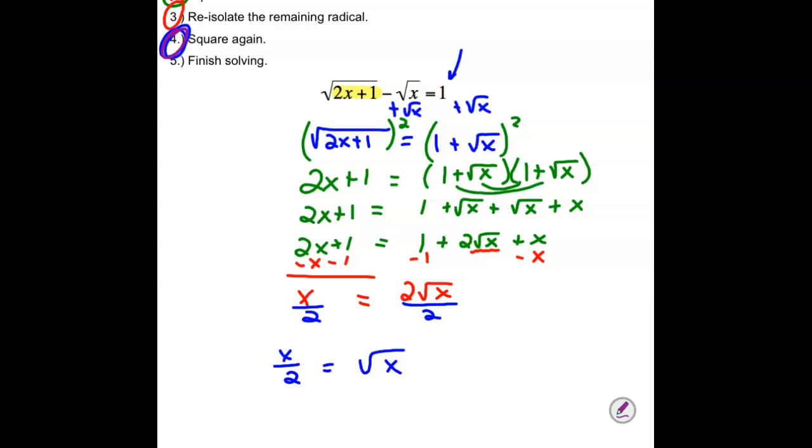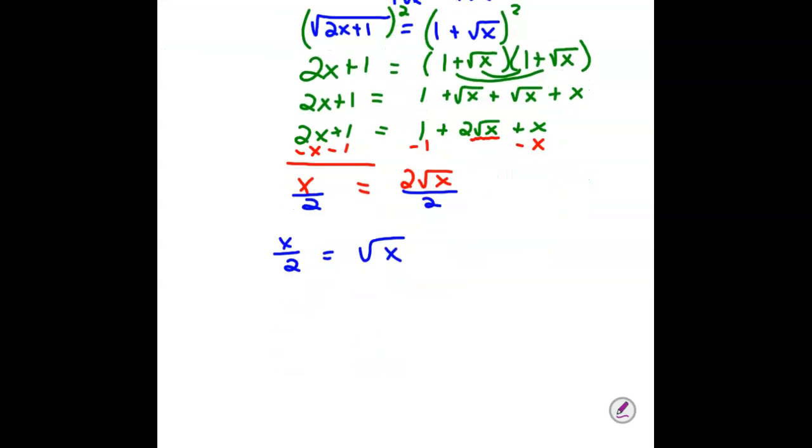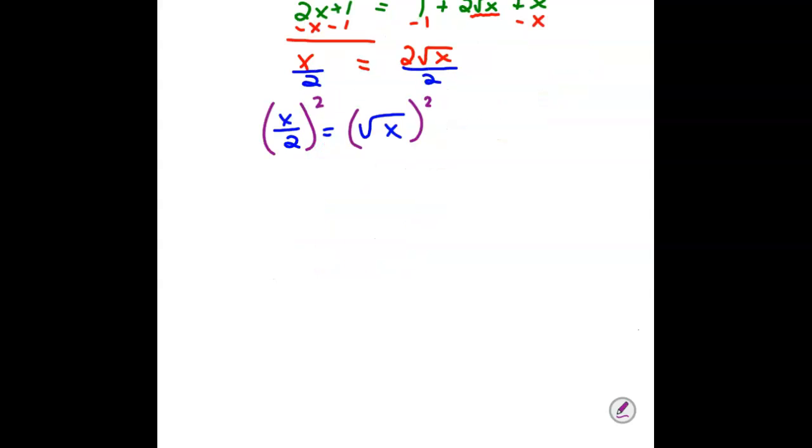Okay, we're going to square both sides. We can square a fraction. We simply have to square both the numerator and denominator. So the left side here becomes x squared divided by 4. On the right side, we end up with just an x. The square will cancel the square root.